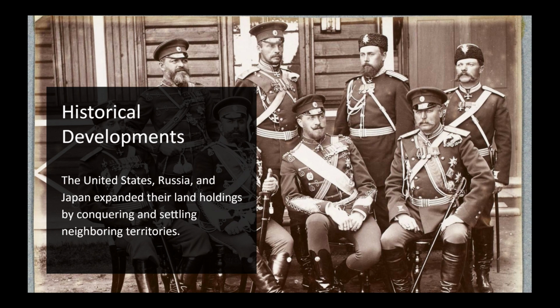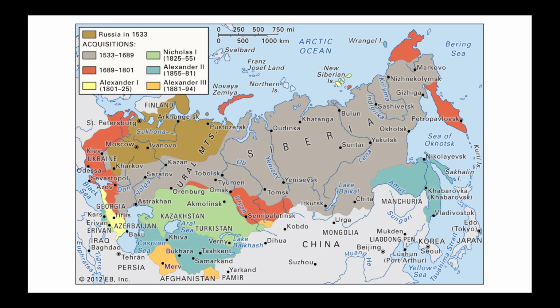Second historical development here, second or third. The United States, Russia, and Japan really tried to expand their land holdings by conquering and settling neighboring territories. Okay, United States went into Texas. We even went into Mexico at one point. Russia is expanding west and south. Japan is expanding into all these islands in the Pacific Ocean as well. Okay, you can see Russia. And I want to ask you, what present day countries did they really take over land? Okay, and why do you think they did this?